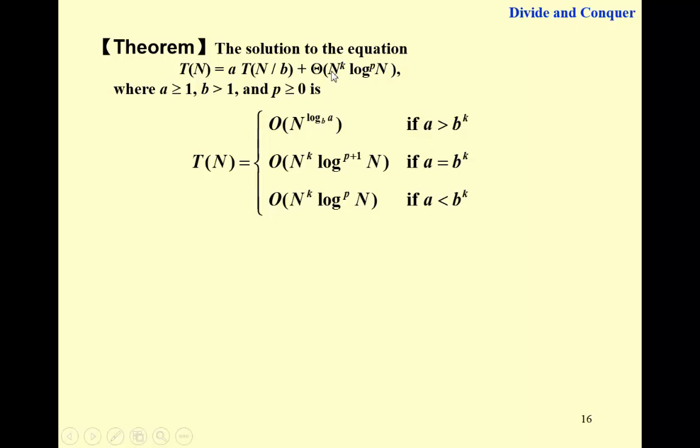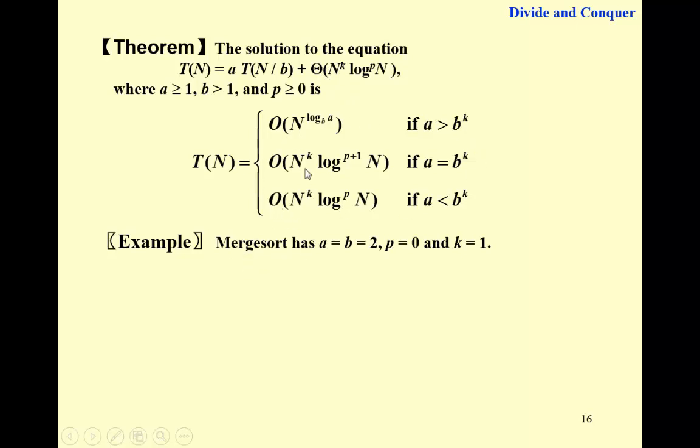If f of n is in this form, then we may have one of three conclusions. It depends on the relationship between a and b to the power k. So for example, for merge sort, we have a equals b equals 2, where p equals 0, so we don't have this term, and k equals 1. That's big theta of n to the power 1.